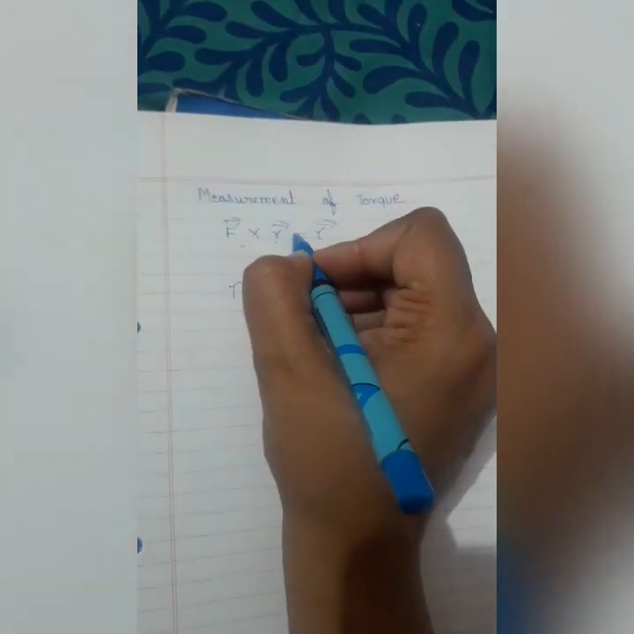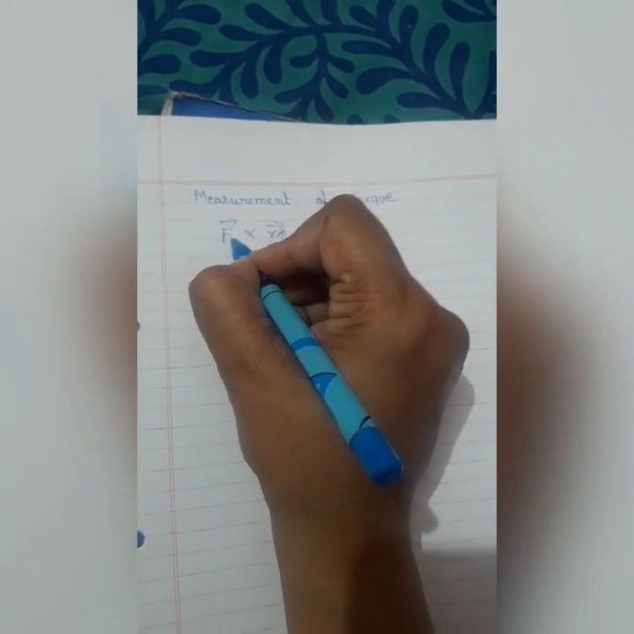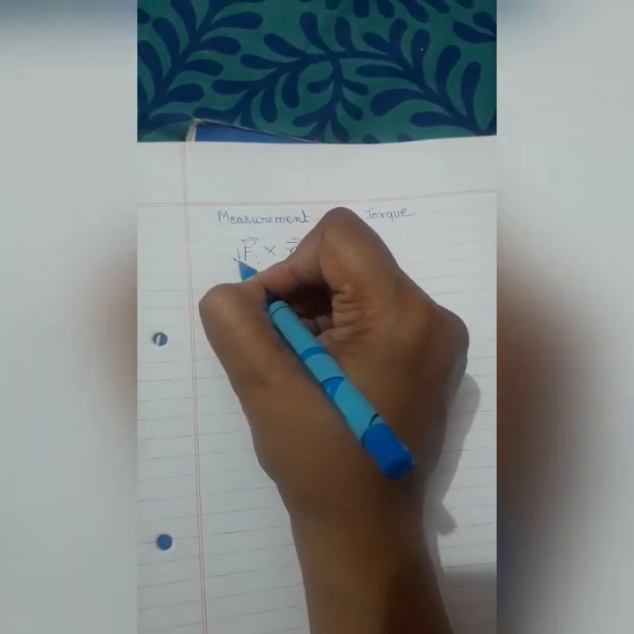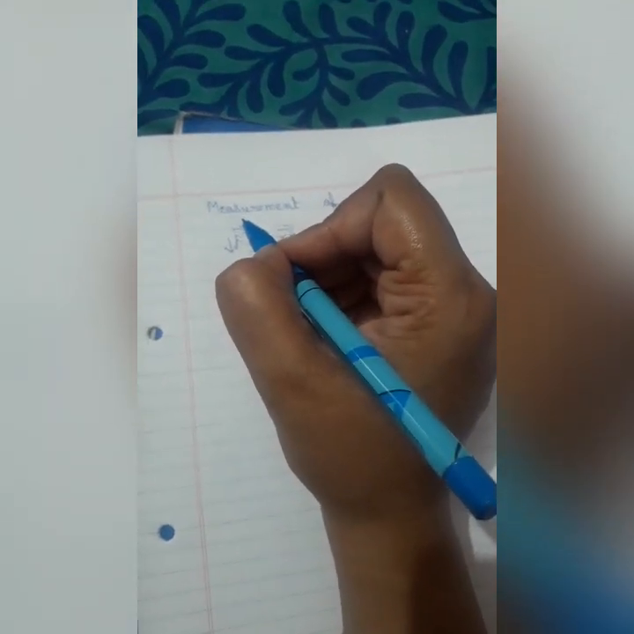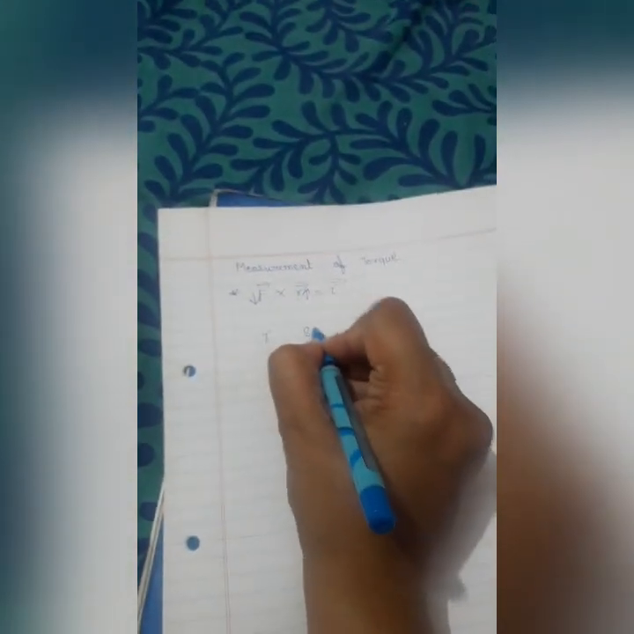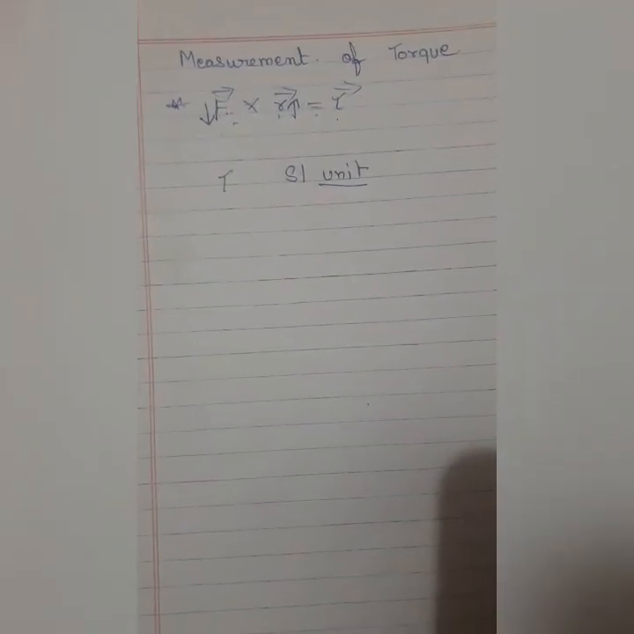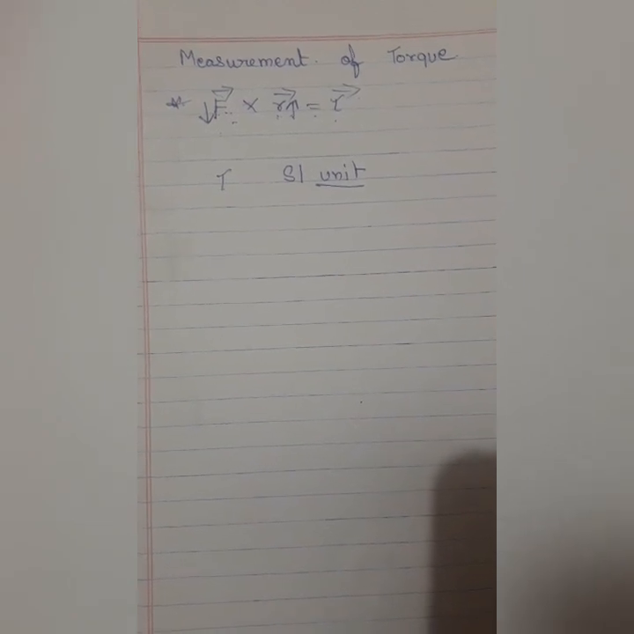And this is the reason why spanners have long handles, because if somehow we can increase this perpendicular distance, the required force will be very, very less, right? This is a very important point to remember. And the next one is the SI unit. If there is a physical quantity, then always we have to know its SI unit, that what is the SI unit of that physical quantity.